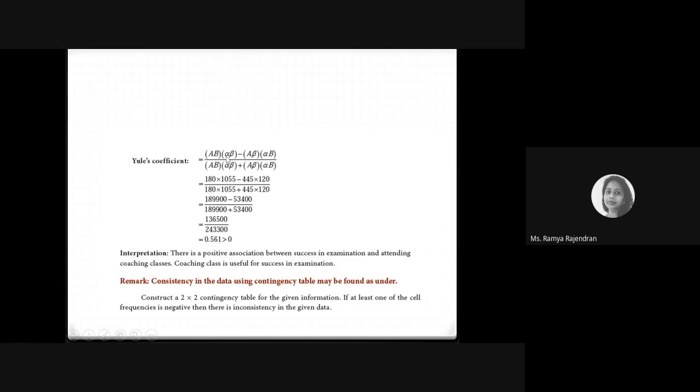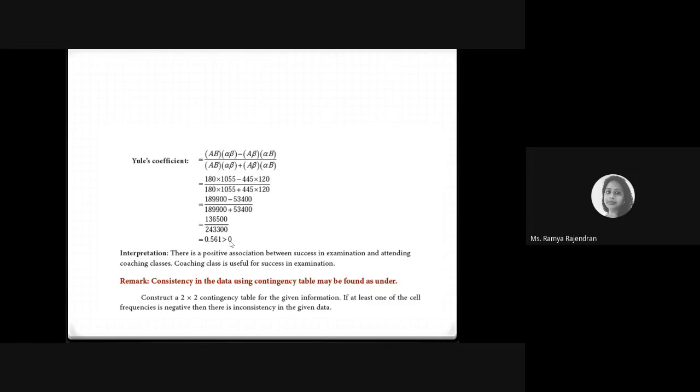AB into alpha beta minus A beta into alpha B, divided by the same notations, but with plus here. So you substitute the values from the table and compute, and you get the value 0.561, which is greater than 0. You can say there is a good association between getting success in the examination and attending the coaching class.